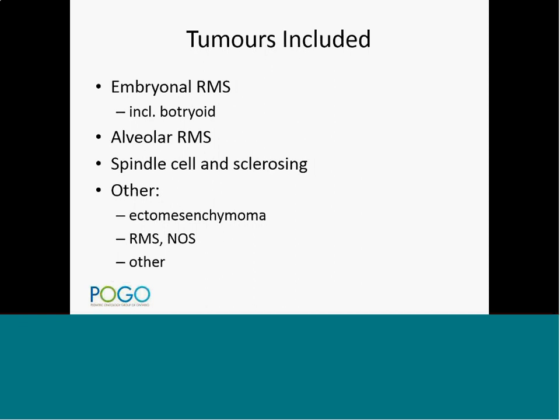Obviously, the tumours we will be talking about today are rhabdomyosarcoma, with a focus on the embryonal and alveolar subtypes. They're obviously the two most common that we see in children and young adults. A third category includes both the spindle cell and sclerosing subtypes, recently described, and we'll talk a little bit more about those two, how they differ from the classical embryonal and alveolar.